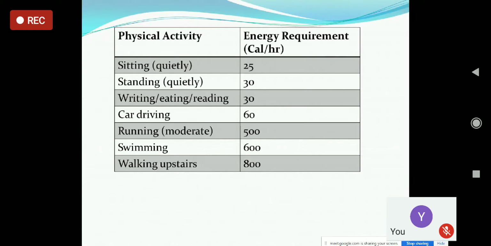Now look at this chart. The expenditure of energy for various physical activities has been calculated. If you are working in an office, sitting at the table and working quietly, the energy requirement is only about 25 calories per hour. But if you are walking upstairs or swimming, the calorie requirement is very high, like 600 calories per hour and 800 calories per hour. You don't have to learn all these. This is just to show you that there is wide variation in the energy requirement depending on the level of physical activity.